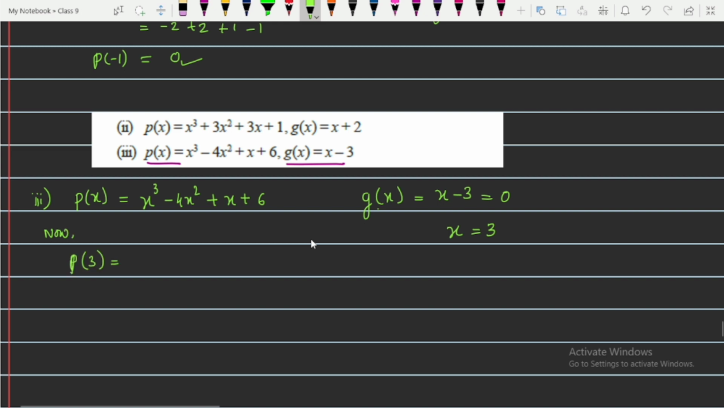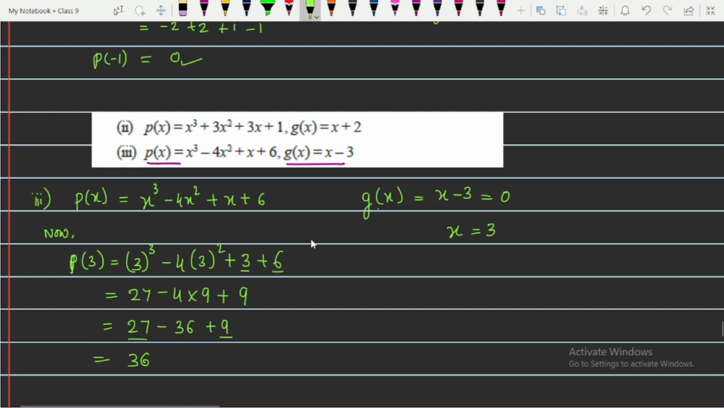So p of 3 is what? Now put 3 where x is there. So 3 cube minus 4 into 3 square plus 3 plus 6. Now 3 cube is 27, and minus 4 into 3 square, 3 square is 9, plus 3 plus 6 is 9. So 27 minus 36, 4 nines are 36, plus 9. Now 27 plus 9 is again 36, and this is minus 36. So the answer you got is 0.